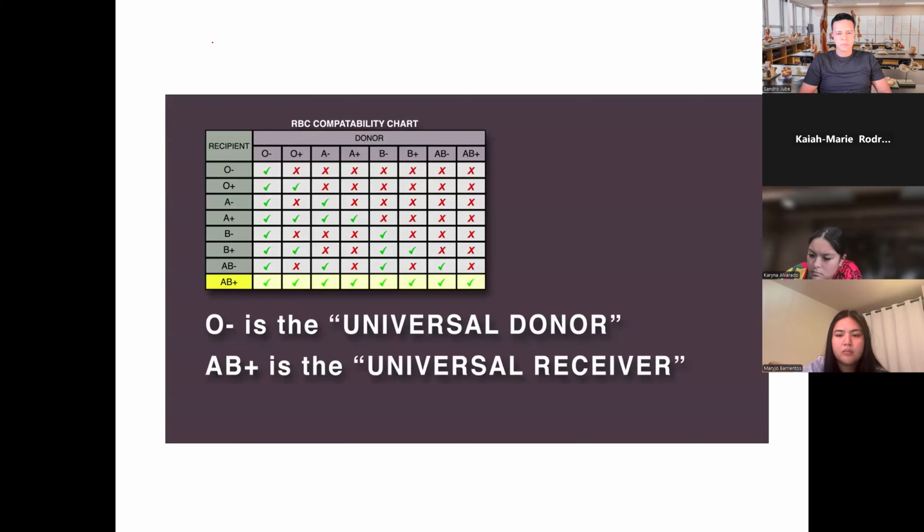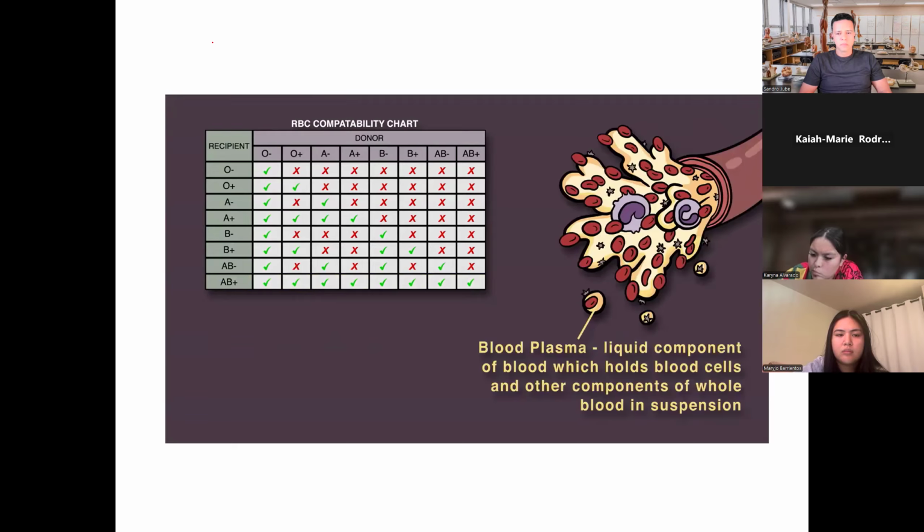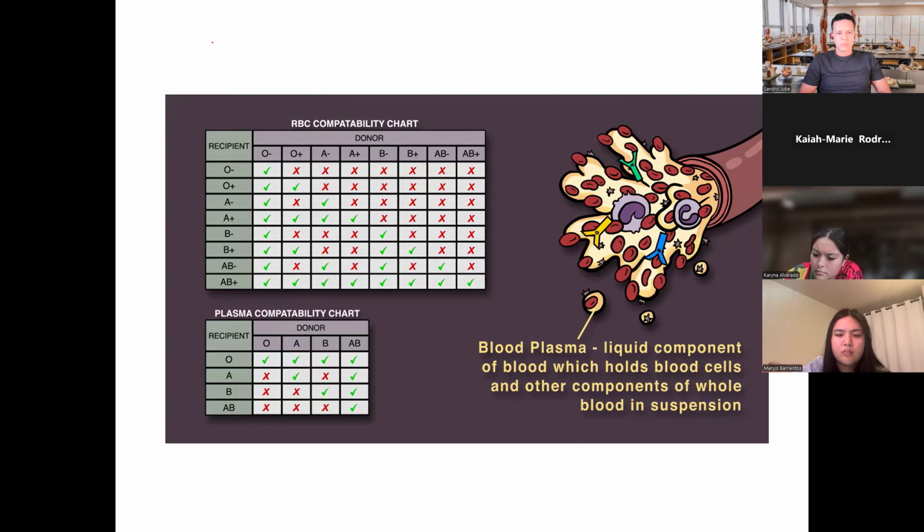or D antigens. Blood plasma is the liquid component of blood which holds blood cells and other constituents of whole blood in suspension. This is where you find anti-A, anti-B, or anti-D antibodies. Hence, plasma compatibility is the inverse of red blood cell compatibility. Someone with blood type O can receive plasma from any blood type, while someone with blood type AB can only receive plasma from other people with blood type AB. Someone with blood type O can only donate plasma to others with blood type O, while those with AB blood can donate plasma to anyone.